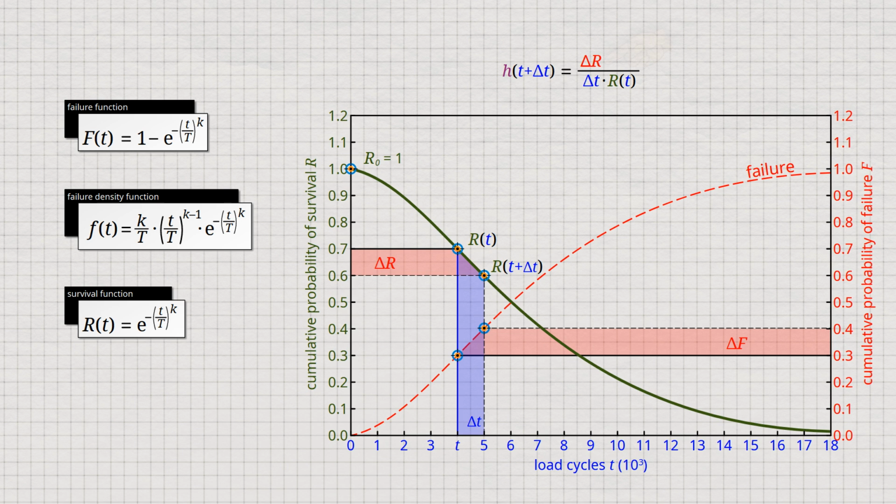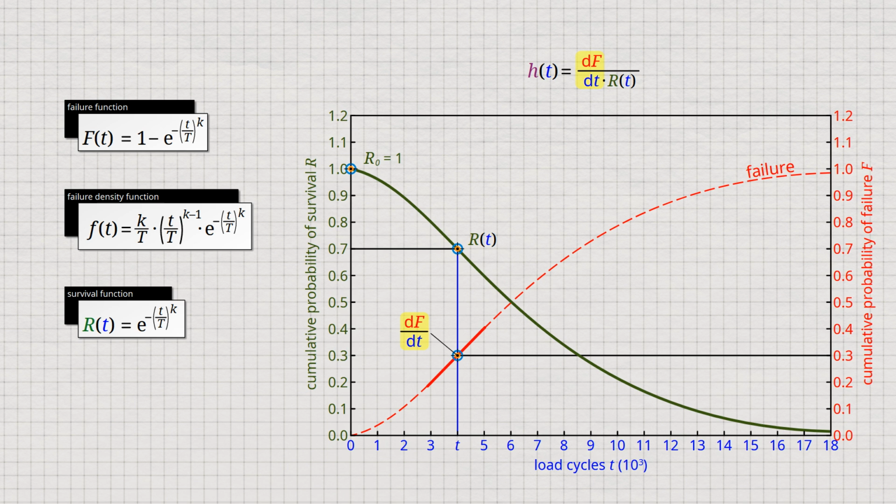In the definition of the failure rate, we therefore use the failure probability delta f instead of the survival probability for the period delta t. The quotient of the failure probability delta f and the time delta t corresponds to the slope of the cumulative failure probability curve in the graph. Thus, for infinitely small time intervals dt, the failure rate at any given time t is the slope of the tangent of the failure probability curve divided by the survival probability.